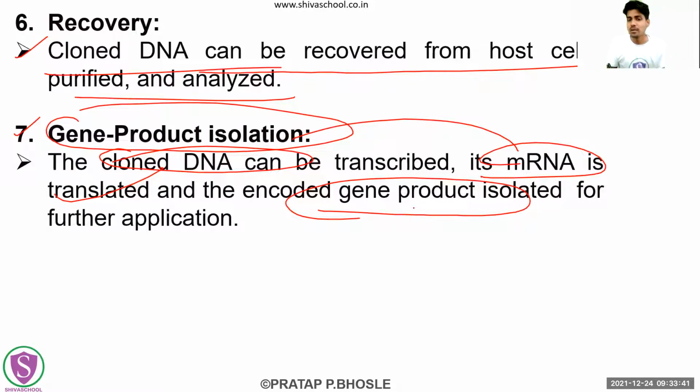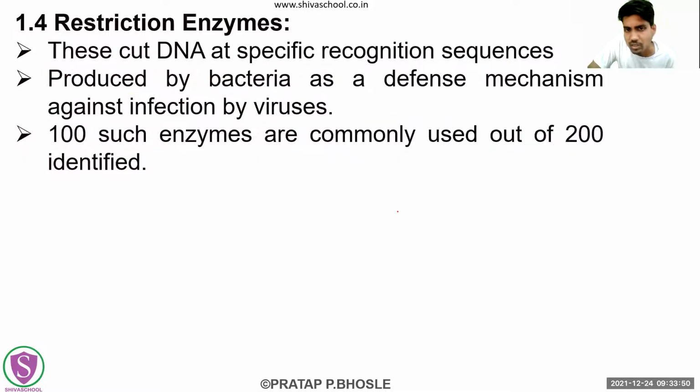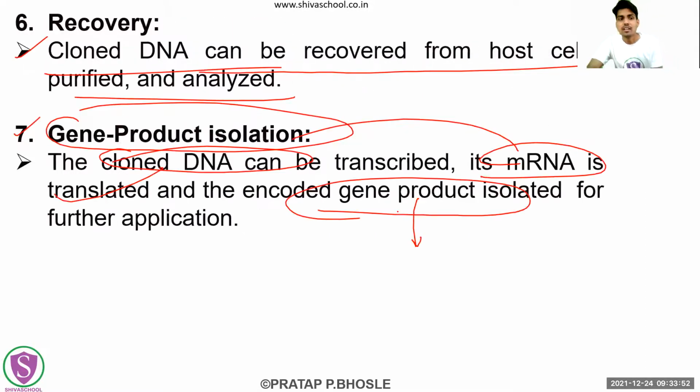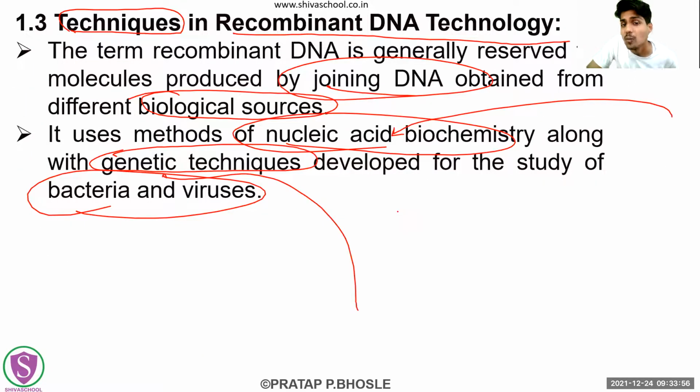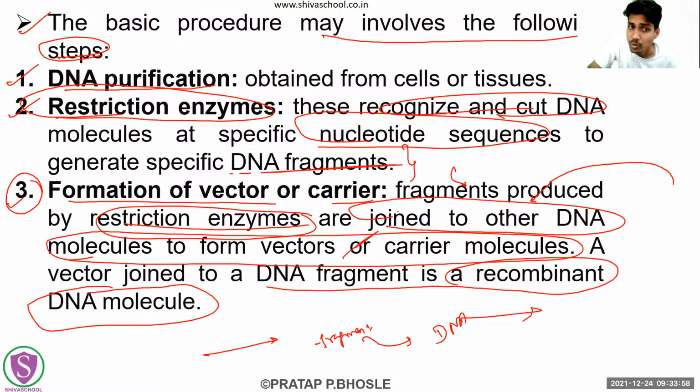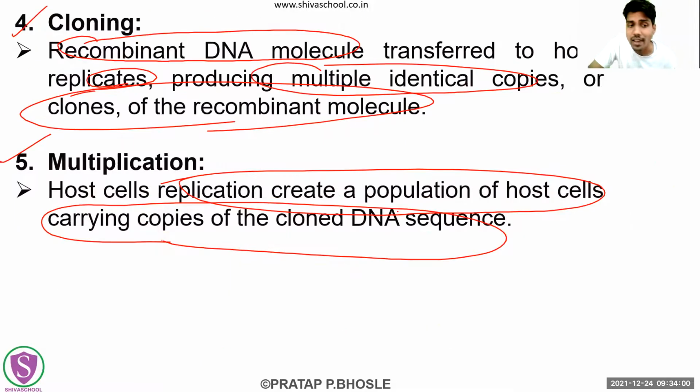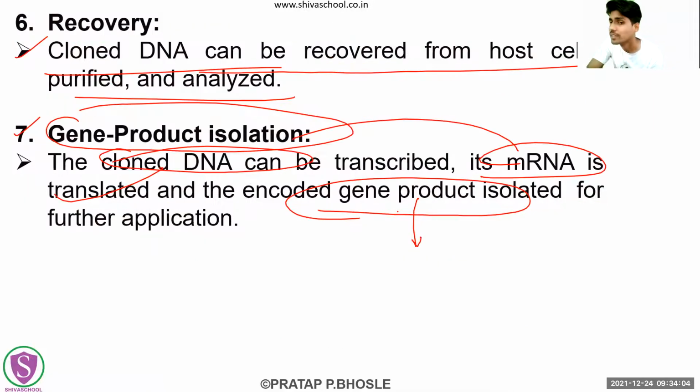will show a kind of gene product. Now that gene product can be any biomolecule. Okay. It can be a protein, it can be insulin, it can be an enzyme. Okay. So these are the generalized steps of recombinant DNA technology. First, you are going to purify DNA, restriction enzymes will act, the vectors will be formed, then cloning and multiplication will be done, then you can recover the products, then you can isolate the gene product, which will be formed by the DNA.